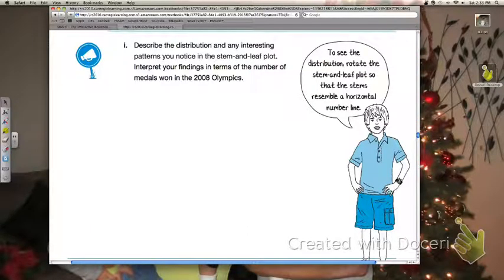Okay, the last thing that we're going to finish up with today, after skipping letter H, is letter I down at the bottom of page 1028. It asks us to describe the distribution and any interesting patterns you notice in the stem and leaf plot. Interpret your findings in terms of the number of medals won in the 2008 Olympics. Now remember, when they're asking you for any interesting patterns, hopefully you're taking a look at clusters and gaps like we did back at the beginning of 15.3 with line plots, or dot plots as we called them. It'll take a couple of minutes to finish that up with your group members.